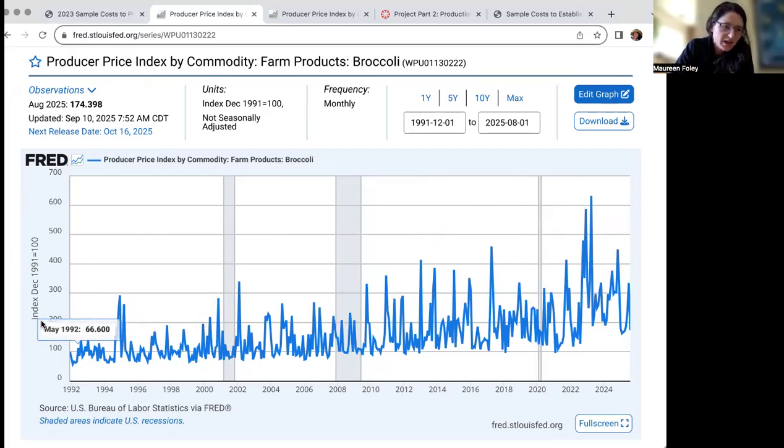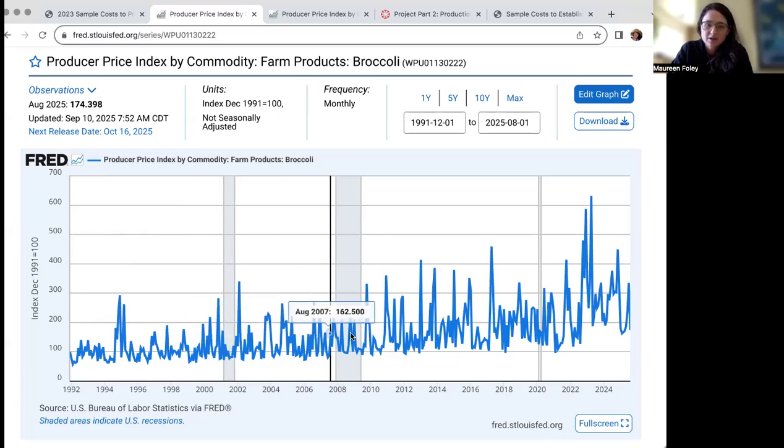And you'll notice over here on the y-axis, it just says index. So these are not like dollar values. What an index is in economics is they take a baseline. They decide that the baseline is going to be a price of $100, for example. And then year to year, they compare the price to that baseline. So this doesn't actually tell you what the price was, but it does tell you the trend in the price.